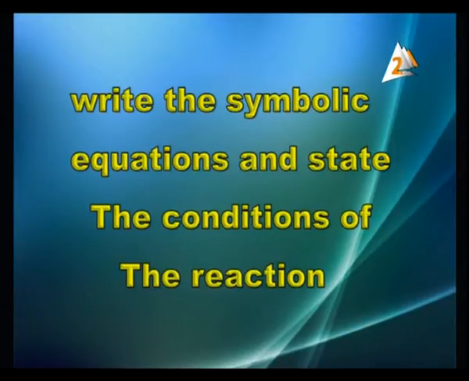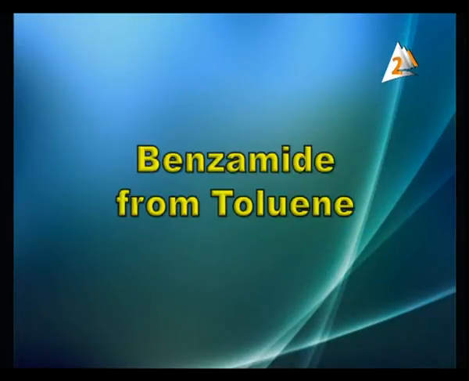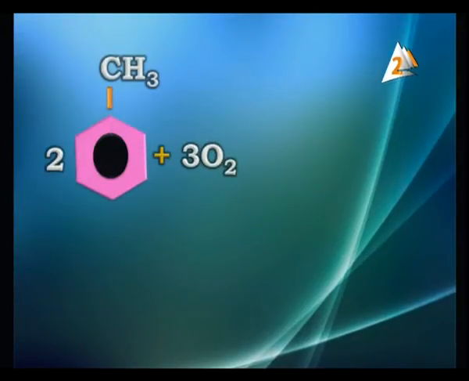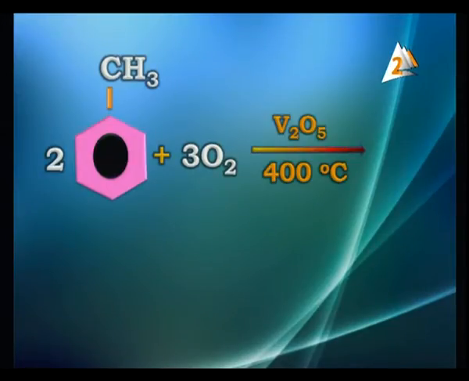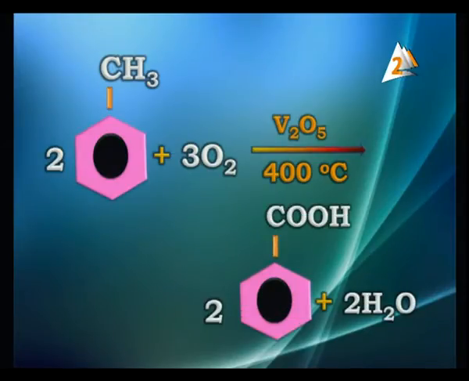We have another question here. Write the symbolic equation and state the conditions of the reaction. Here, this reaction is to prepare benzamide from toluene. What will happen? Number one, we have toluene, the starting part of this equation. Benzene ring, CH3, this is toluene. In the presence of 3O2 and V2O5, vanadium pentoxide, at 400 degrees, it changes into benzoic acid and water.